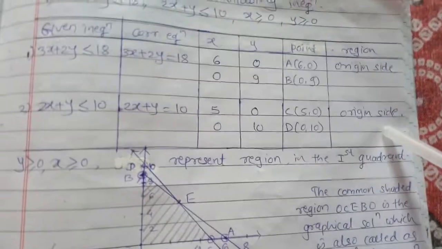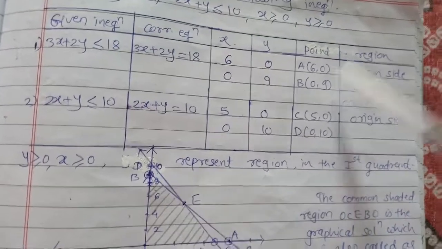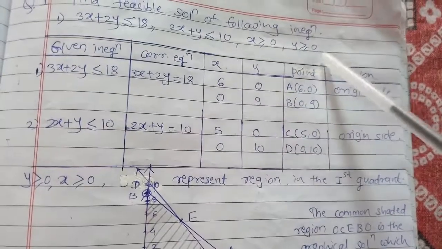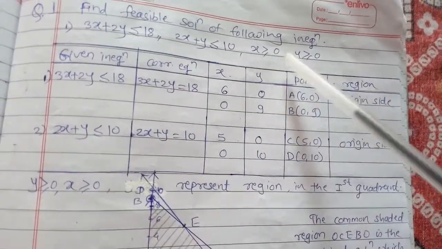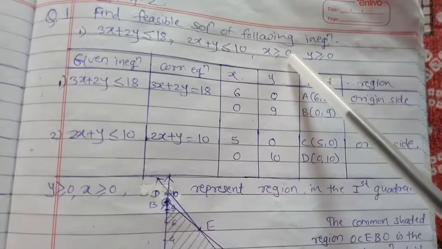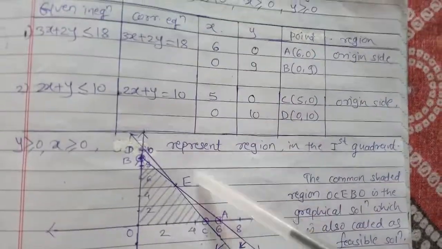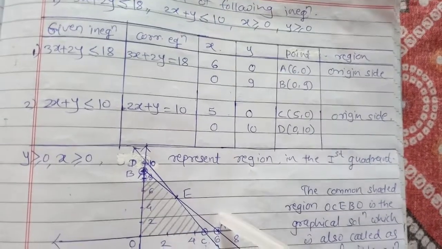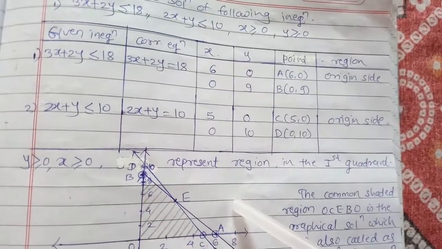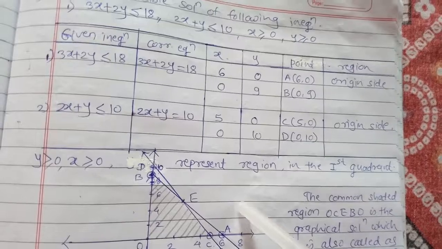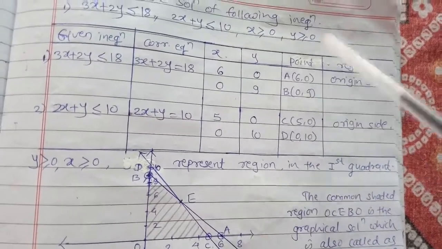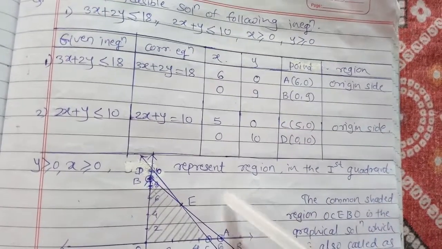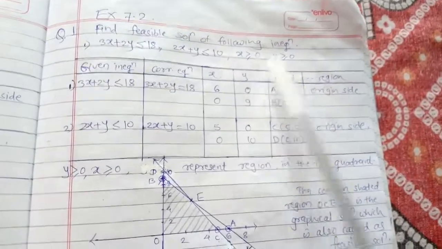Now see, these two constraints or restrictions show that since x is greater than or equal to 0, it lies in the first quadrant, and y is also greater than or equal to 0, so it also lies in the first quadrant. So here we get that it represents the region which is in the first quadrant. So this is also one meaning of these constraints.